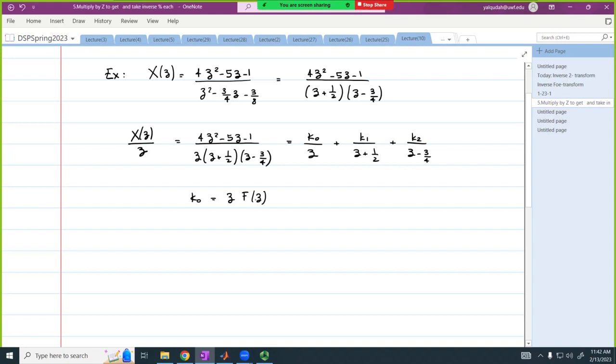We're going to multiply both sides by the denominator here, by z. And what is this? We're going to just call this F of z. And then we substitute when z is equal to 0. So this is a new function that we're going to call F of z.